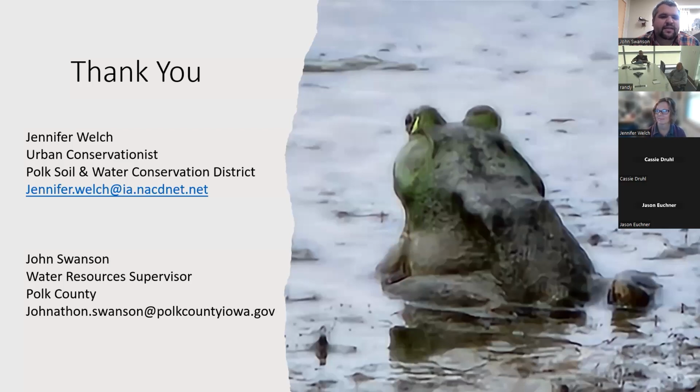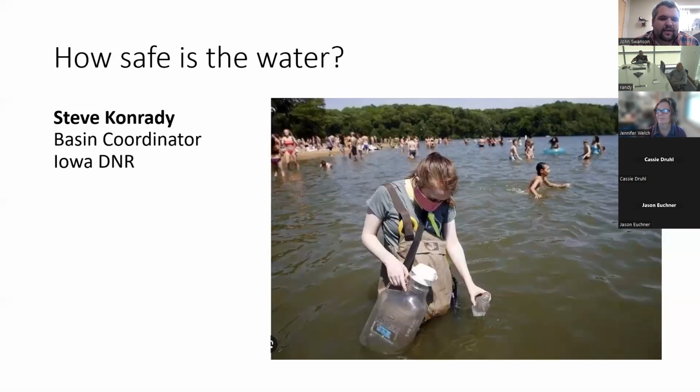And then I think we're going to kick it to Steve Conradi to just talk real quickly about the DNR's perspective on some of the safety of the water, since DNR actually does lead a beach monitoring program where they, like in this picture, have to try and make sure the water is safe if people are actually interacting with the water.